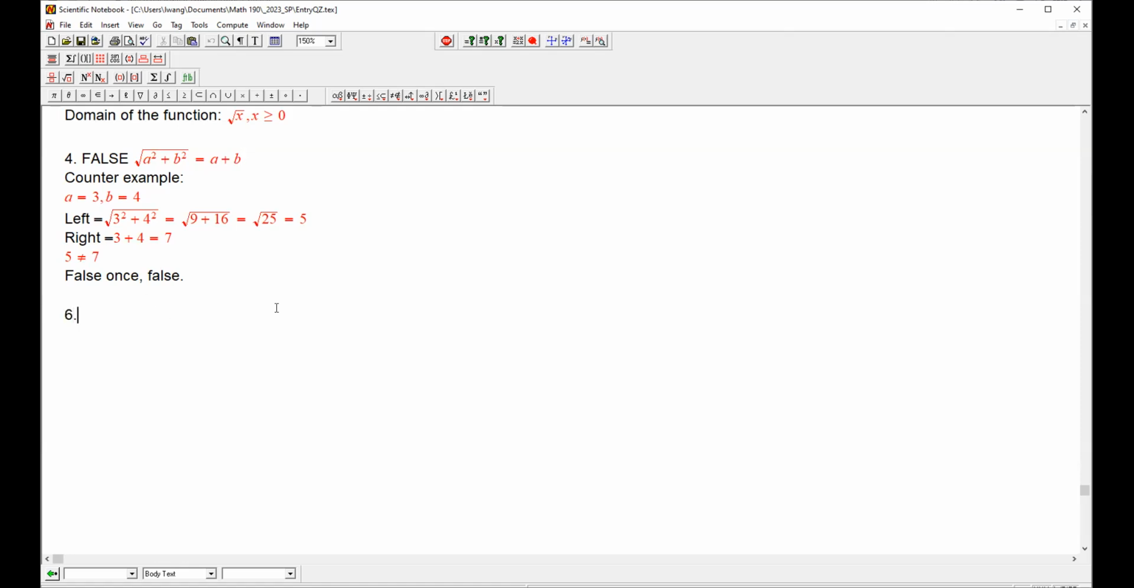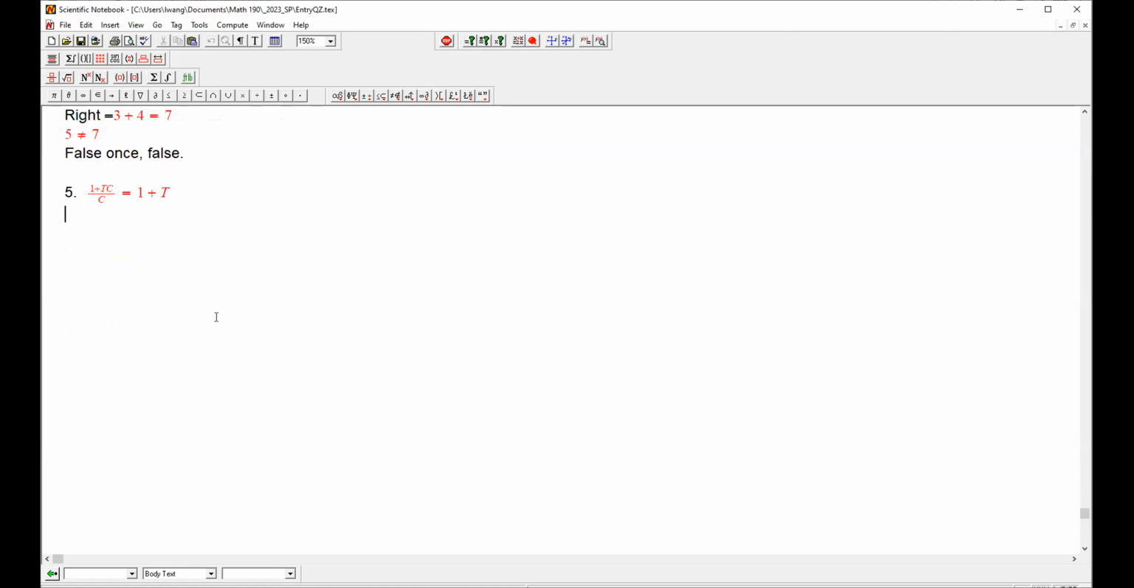Okay, so number 6. Oh no, number 5, sorry. Number 5 is another common mistake. 1 plus tc over c equals 1 plus t. This kind of mistake actually shows up in many shapes and forms, right? For example, you may have 1 plus 2x divided by 2. Then you say, hey, that equals 1 plus x.